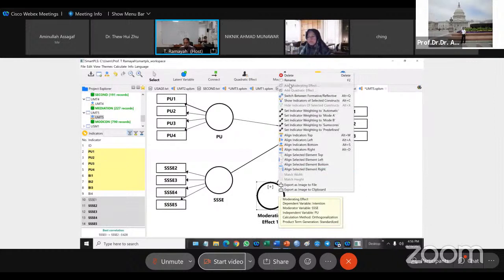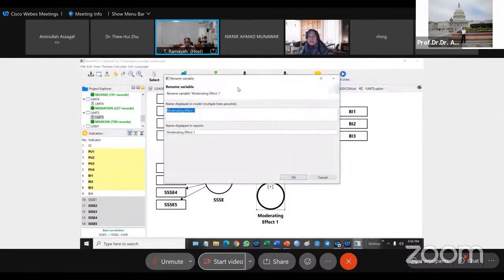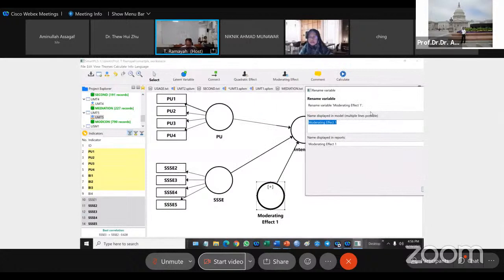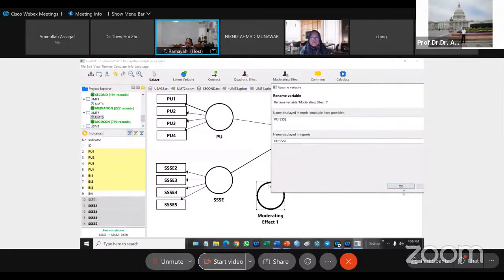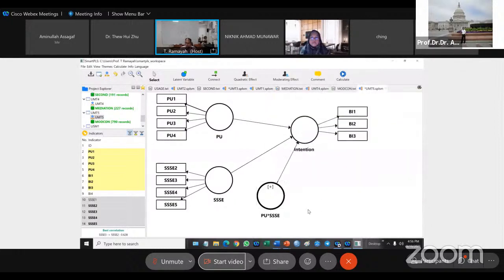So I normally like to do this. Right click, rename. We interacted the independent variable, which is PU, times SSSE. Why I like to do this is in the output, this is the name that will be displayed. So it is easy to see. You know what variable you interacted, right? That is the reason I do this normally. So we now have the interaction effect between PU and SSSE, right? This is the one.